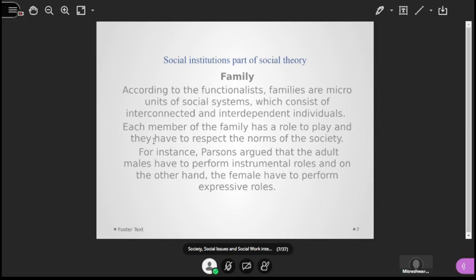Alors, first one is family. According to the functionalists, families are micro units of social system which consist of interconnected and interdependent individuals. Each member of the family has a role to play and they have to respect the norms of the society. For instance, Parson argued that the adult males have to perform instrumental roles and on the other hand, the female have to perform expressive roles.